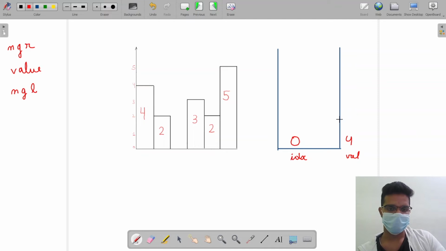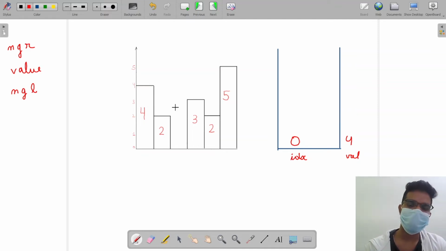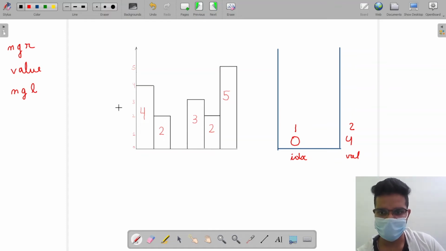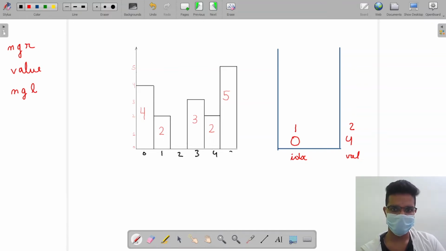Right, now I've pushed 4. Now I see the next element is smaller. So I'm simply going to push it. My next element is smaller than the top element of my stack. So I push 2 and its index is 1. Now let me write the indexes here. Okay, 0, 1, 2, 3, 4 and 5. Perfect. Now we see again our value is 0, which is smaller. So we are going to do nothing and push it in our stack.